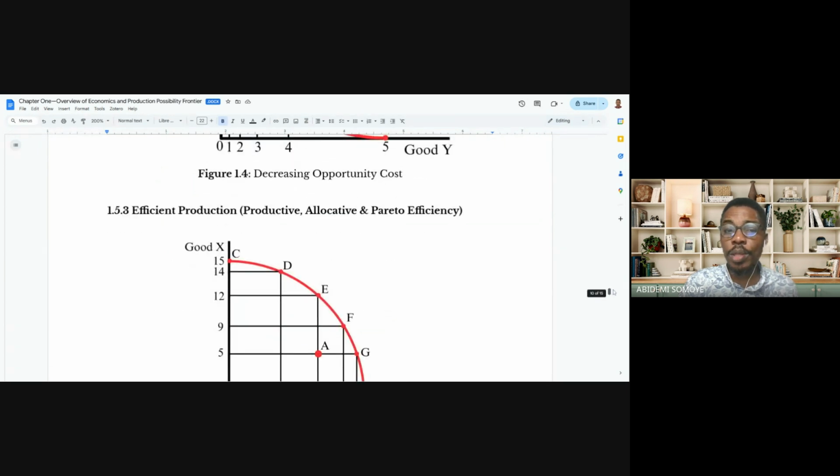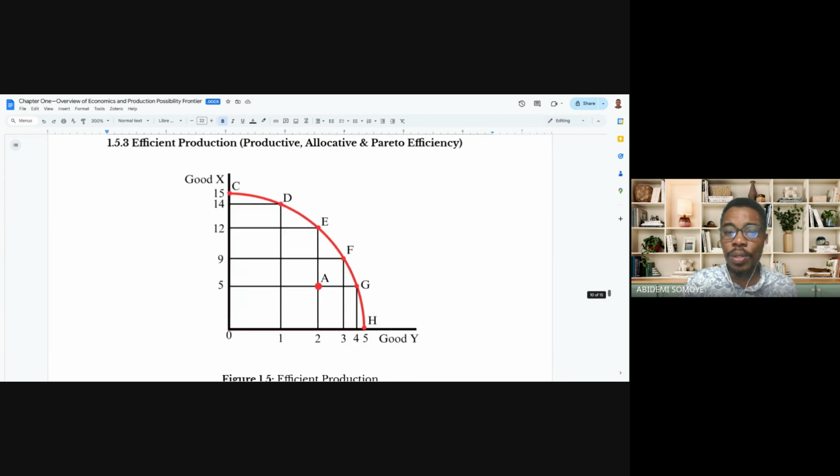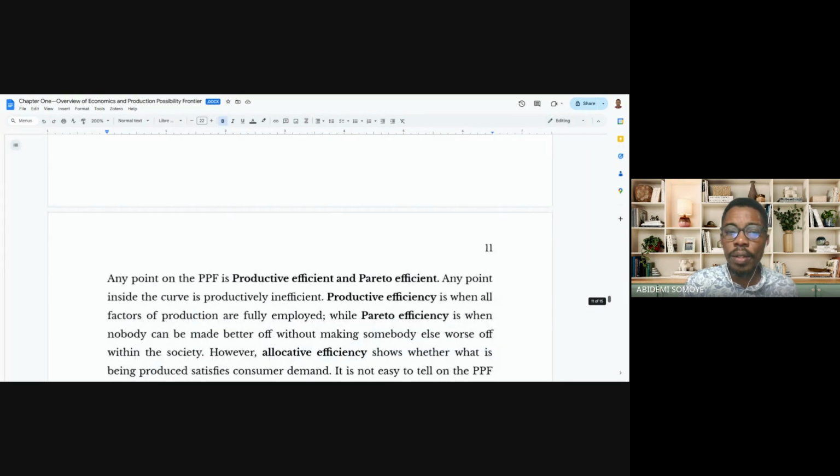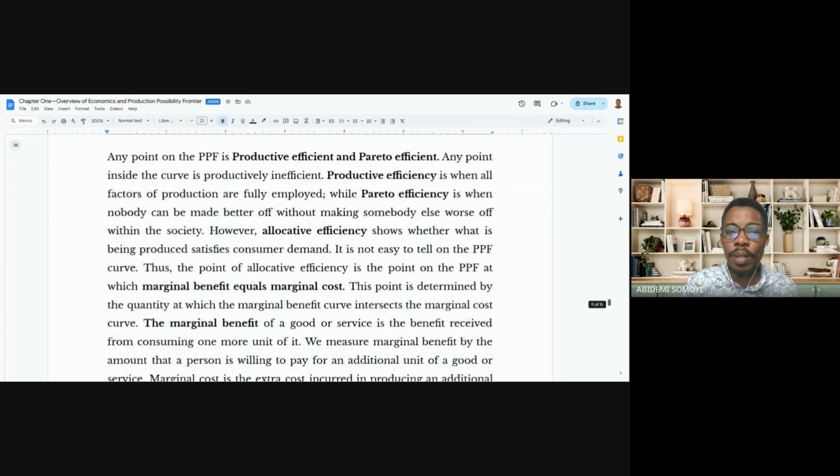So I've also explained efficient production: productive, allocative, and Pareto. I've done that already. Any point on the PPF is productive efficient and Pareto efficient. Any point inside the curve is productively inefficient. Productive efficiency is when all the factors of production are fully employed, while Pareto efficiency is when nobody can be made better off without making somebody else worse off within the society.